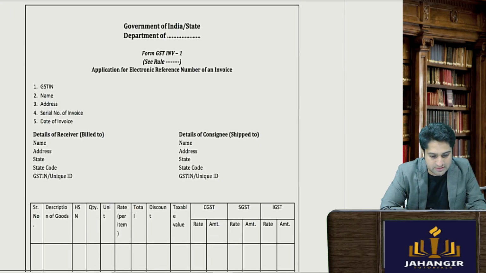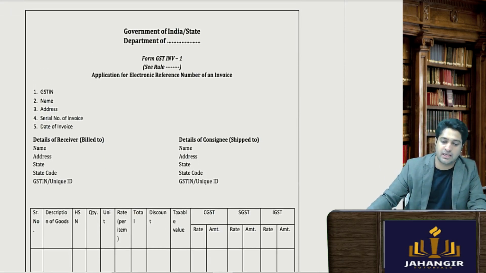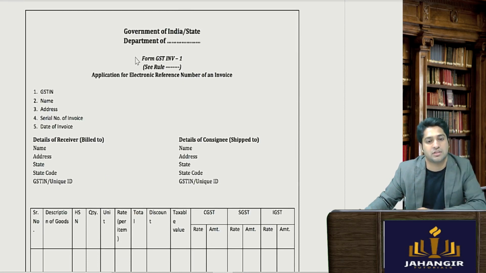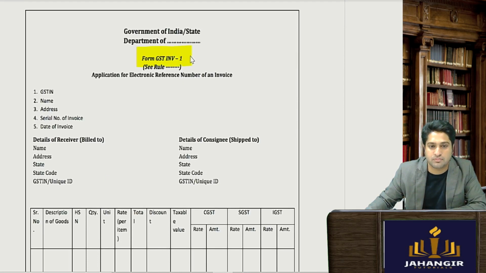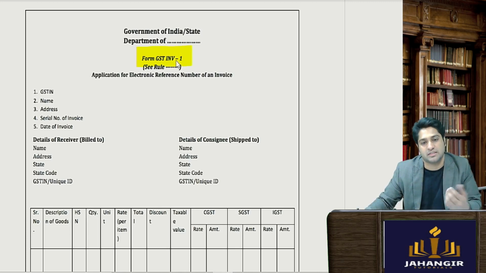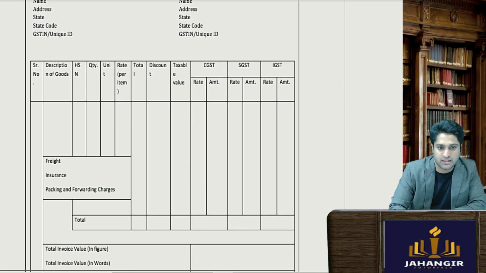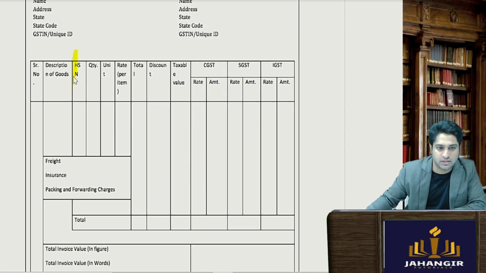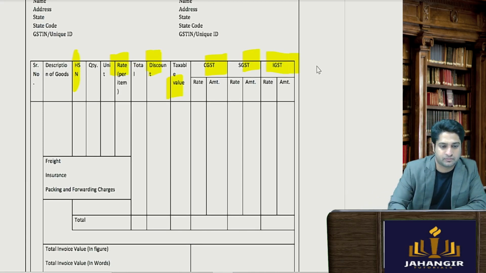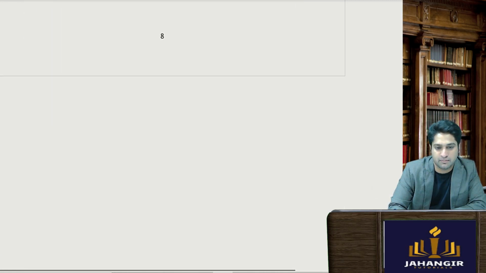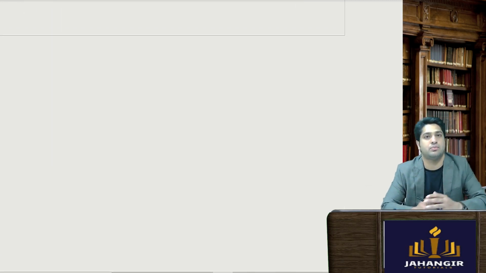So the invoice is also given in a certain format, that is form GST INV-1. INV stands for invoice. So this is how the invoice copy looks. It contains the HSN code, the description of the goods, the rate, the discount, the value, the GST. All the details will be mentioned, and then that is it. We are done with the topic.